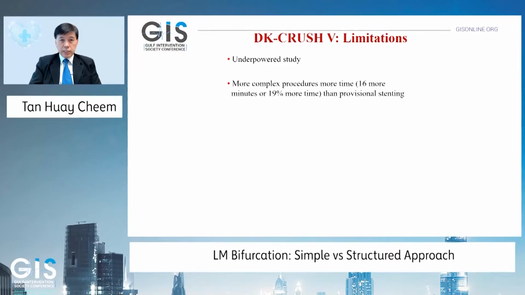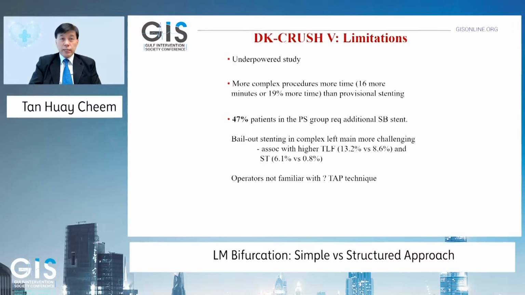What is amazing here in the 2 stent strategy is that the procedure time is certainly longer, 16 more minutes, about 19% or nearly 20% longer compared to a provisional approach. And 47%, nearly half the patients in the provisional group, actually required an additional side branch stent. So they required a crossover to the 2 stent strategy. And for those patients who crossed over to a 2 stent strategy, you find that they were associated with a much higher incidence of target lesion failure than those who did not cross over, and a much higher incidence of stent thrombosis of up to 6.1% when the 2 stent strategy was employed as a bailout in DK Crush 5.